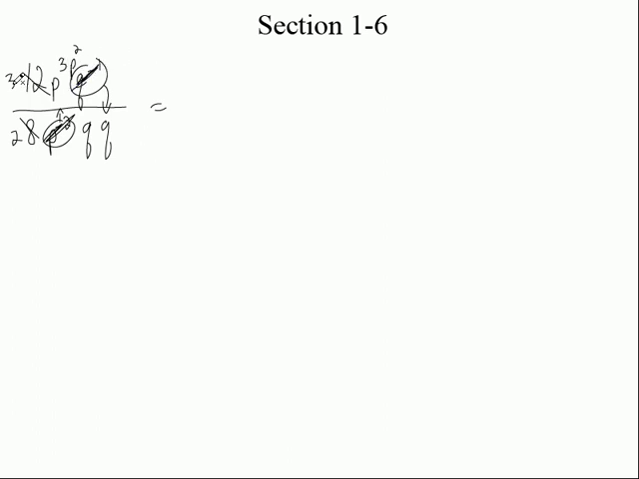Let's see what we have on top now. I got a 3. What about the p's? P to the fifth. All right? And then the other stuff on the bottom, I got a 2. And then what else do I have? Q squared. And that's it.